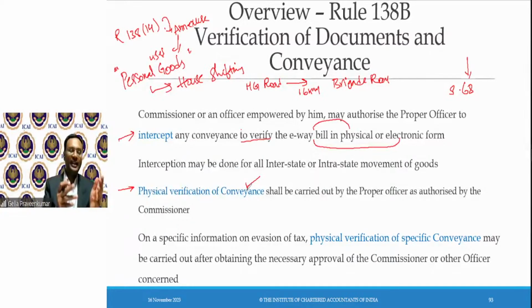Now we will say, out of fear, okay, let him do his job. So he'll open the vehicle and verify the documents. If everything is okay, he'll let you go. If things are not okay, then he will issue a show cause notice in MOV-07.